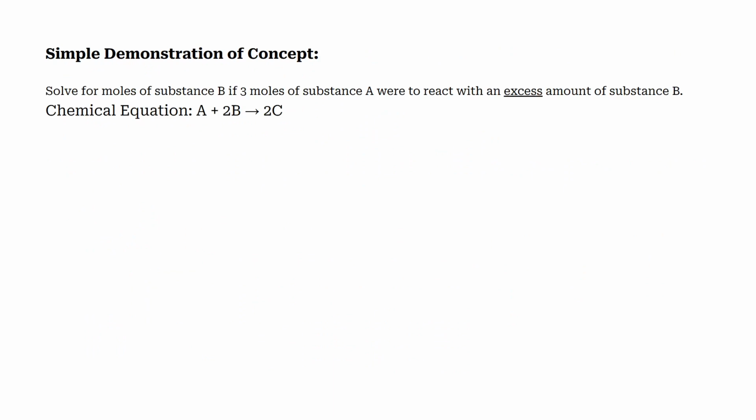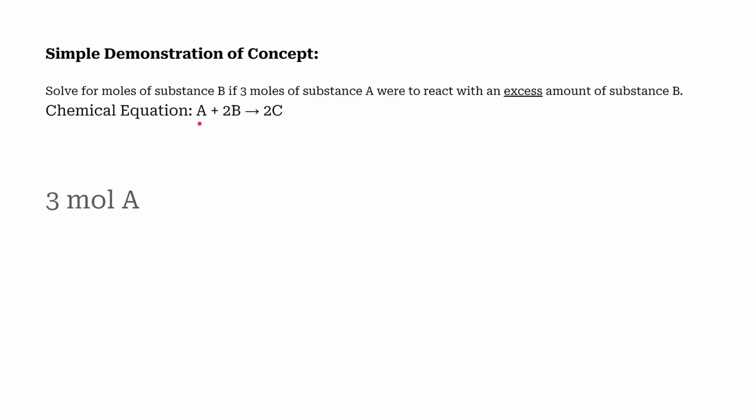Here's a simple demonstration of the concept. Solve for moles of B if 3 moles of A were to react with an excess amount of B. To solve the question, we first know that 3 moles of A were given in the prompt, so we write it down. Since we are trying to solve for the amount of moles of B using 3 moles of A, we look at the chemical formula to find out its molar ratios.